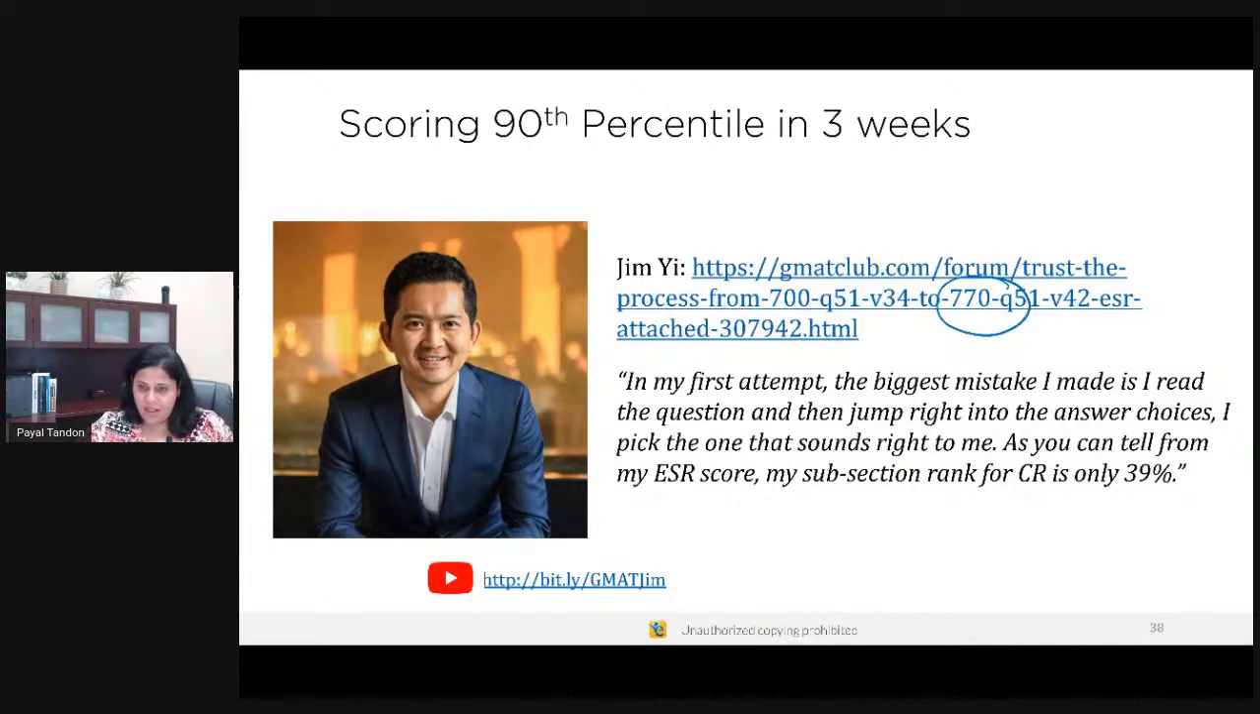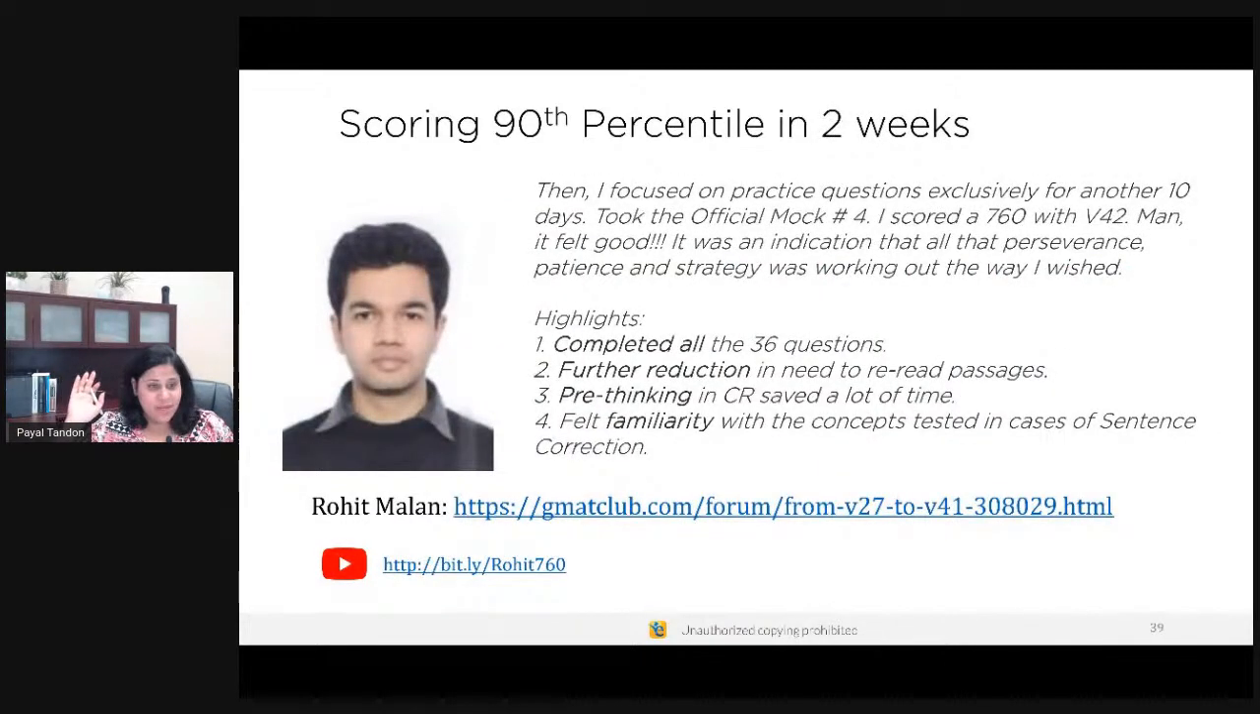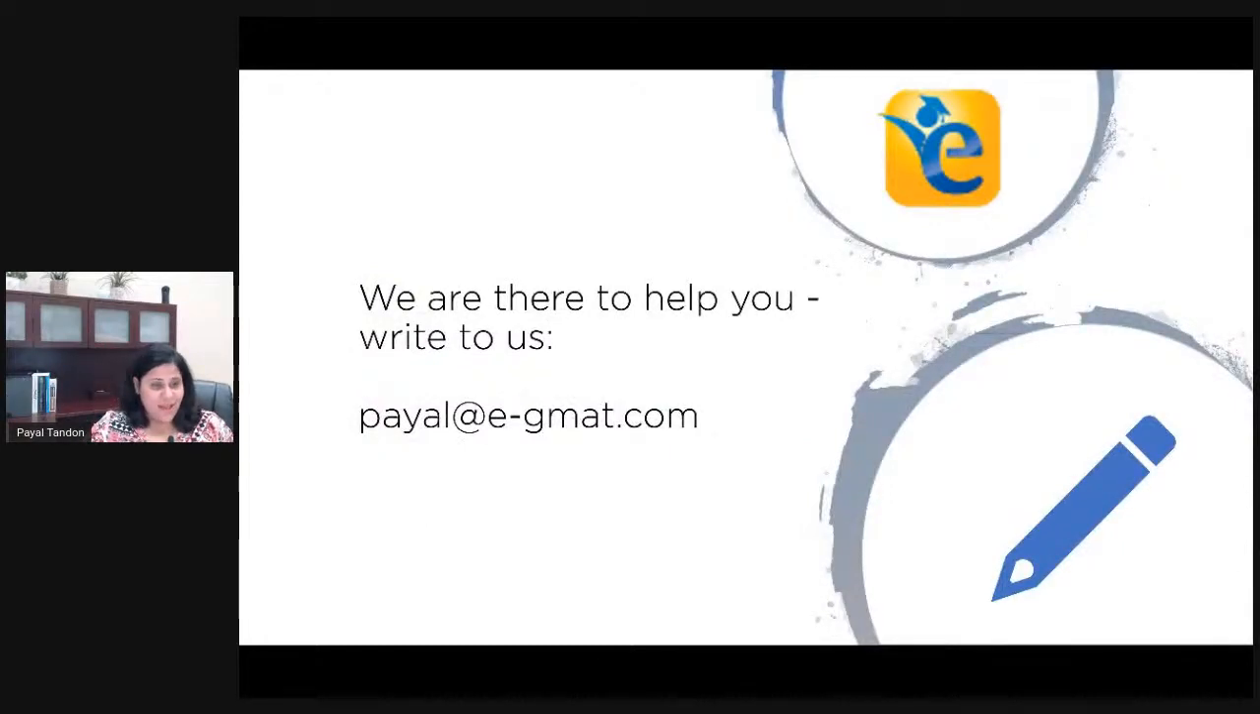Likewise, Rohit Milan, take a look at his debrief again. Pre-thinking ended up saving a lot of time. And look at the number of questions that he solved. He didn't solve hundreds and hundreds of questions because he focused on learning the method the right way. When he got to practicing, he was able to get to that level by solving just about 50 to 60 questions. He focused on doing the strategic review very well. So that's all I have here.